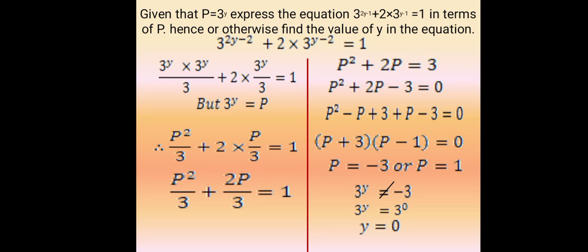Now we can remove the denominator by multiplying by 3 across the equation. If we multiply 3 across the equation, we remain with p squared plus 2p is equal to 3. If we bring 3 to the other side, we have p squared plus 2p minus 3 is equal to 0, a quadratic equation.